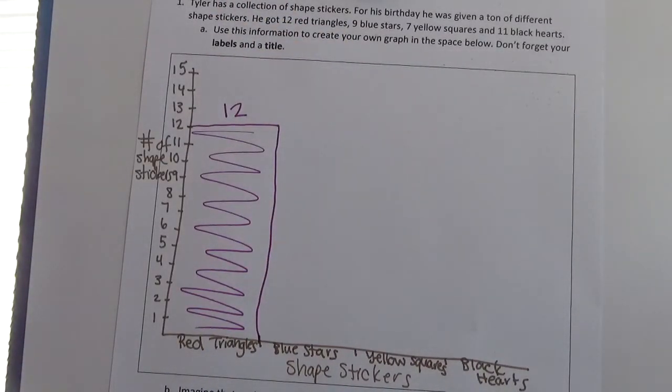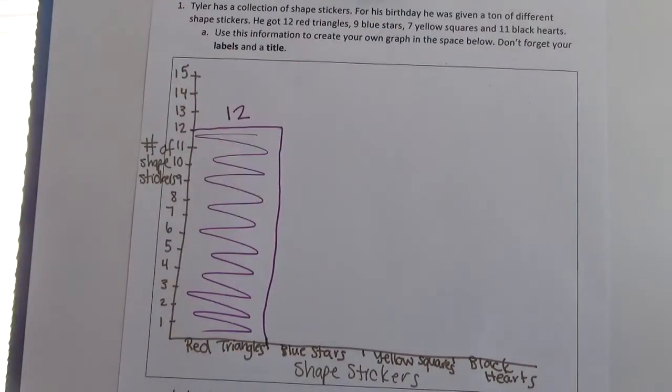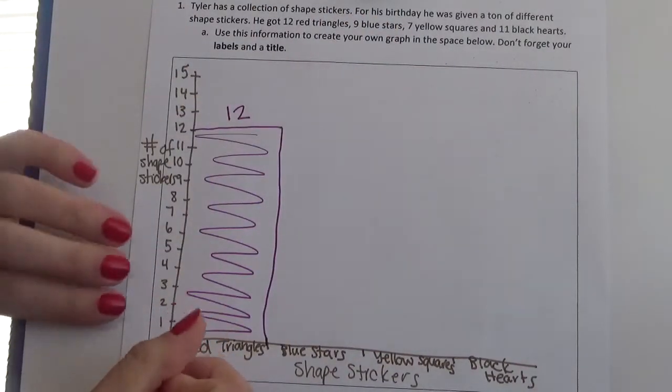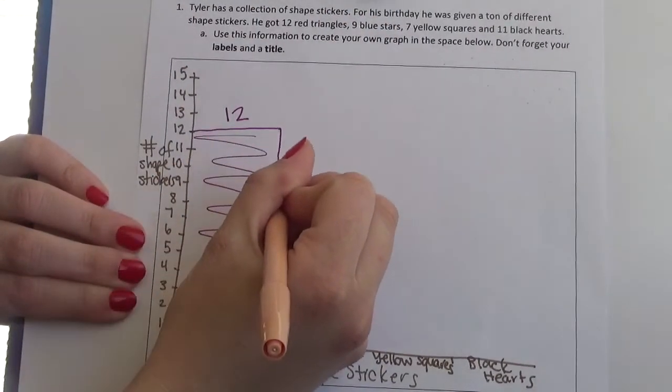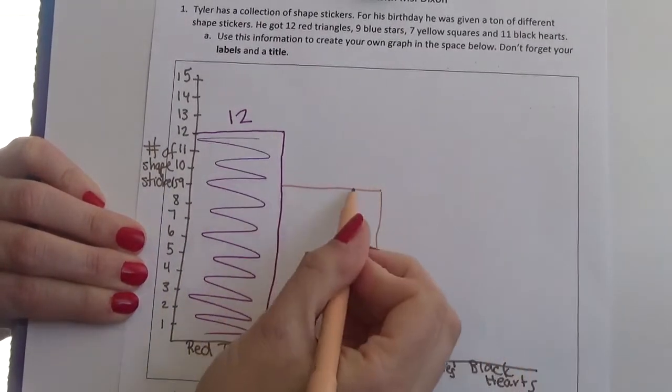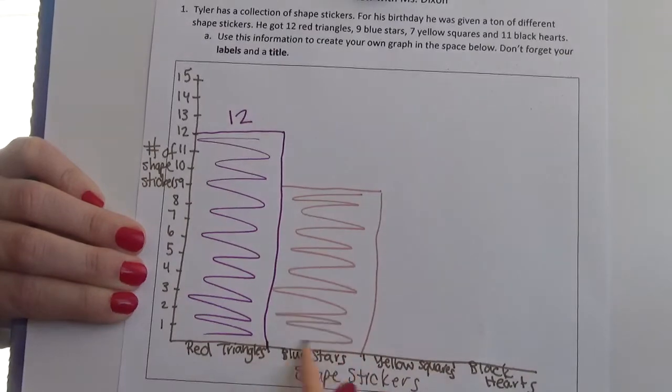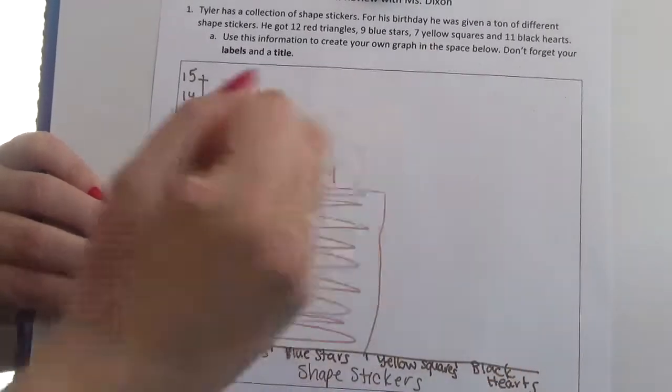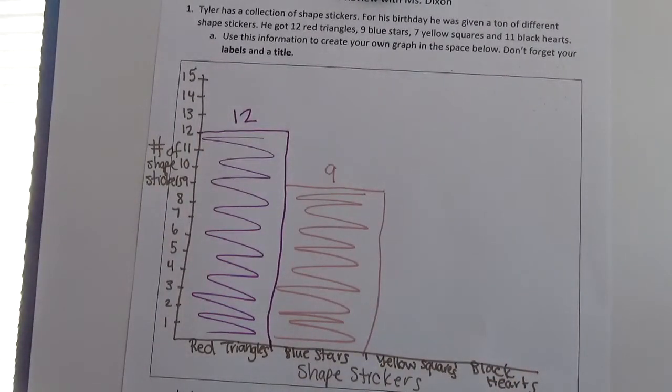This next one, blue stars, in the problem it says 9. So I need to go up to the number 9 and then go over so that I can create my rectangle for my blue stars. I'm going to label it with number 9. Again, these are not perfectly straight lines. I'm just trying my best.